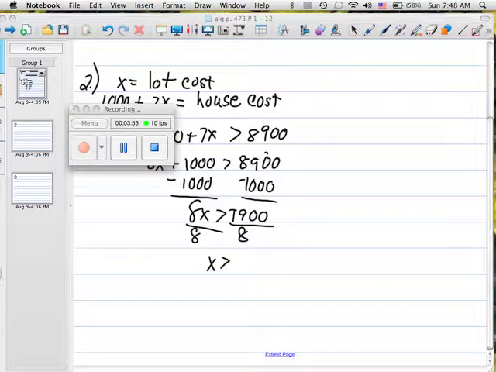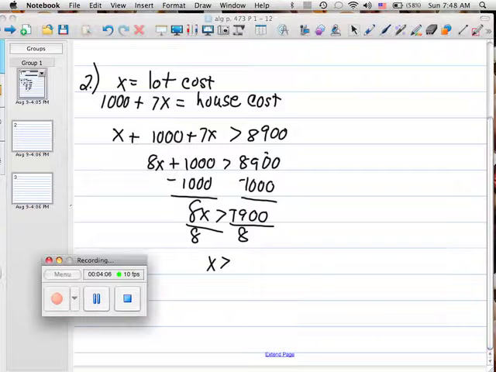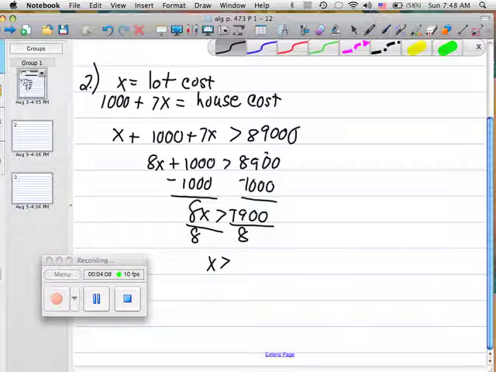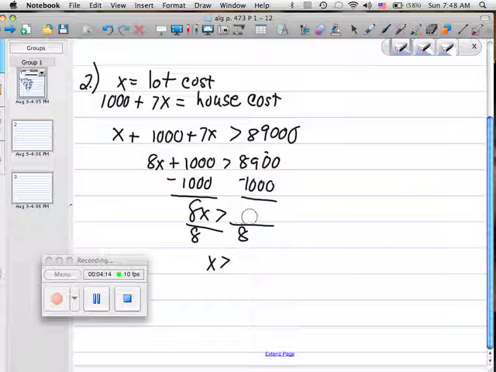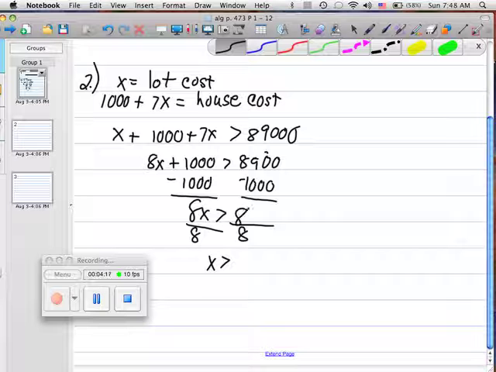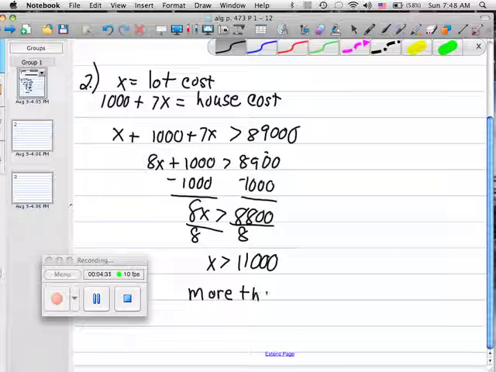Yeah, I had a mistake here. I wrote the numbers wrong, so let me fix that. This should be 89,000. And if I subtract 1,000 from that, I'm obviously not going to get 79,000. That would be 88,000. So x is greater than 11,000. So the lot costs more than $11,000.